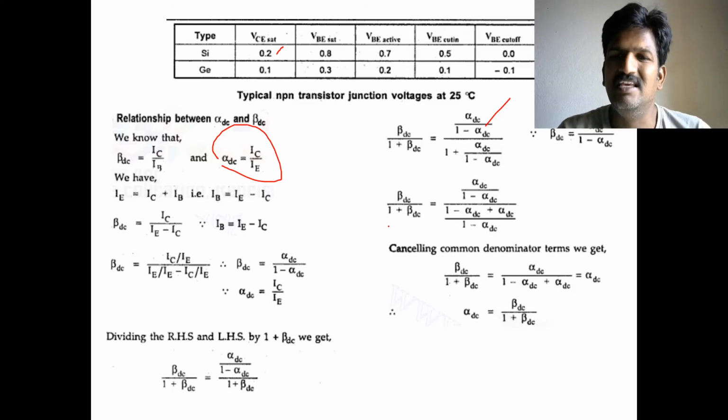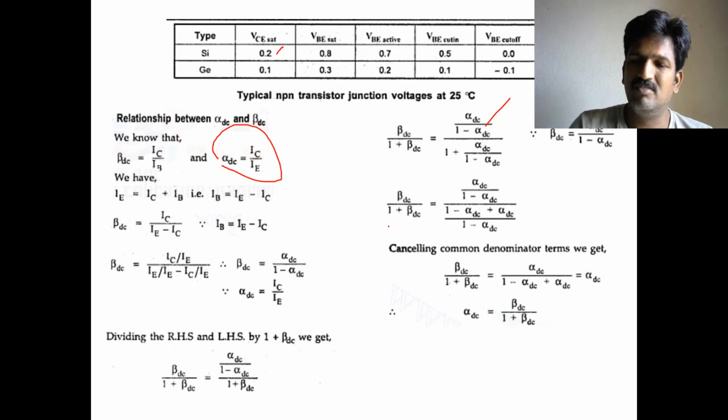What is alpha DC? It is the current amplification factor of the CB configuration. What is beta DC? It is the DC current amplification factor of the common emitter configuration.